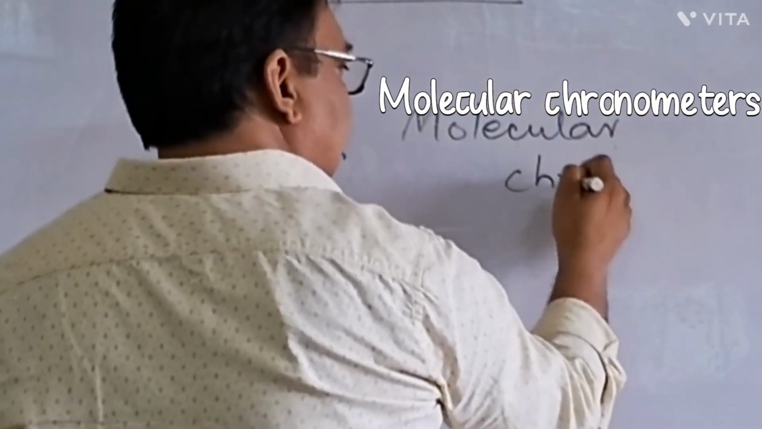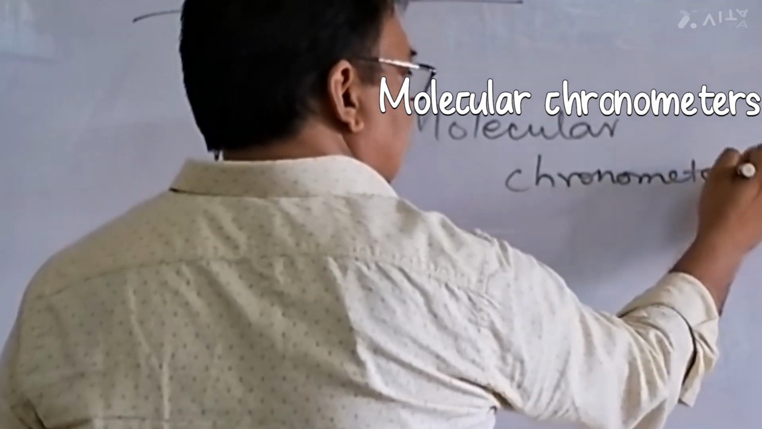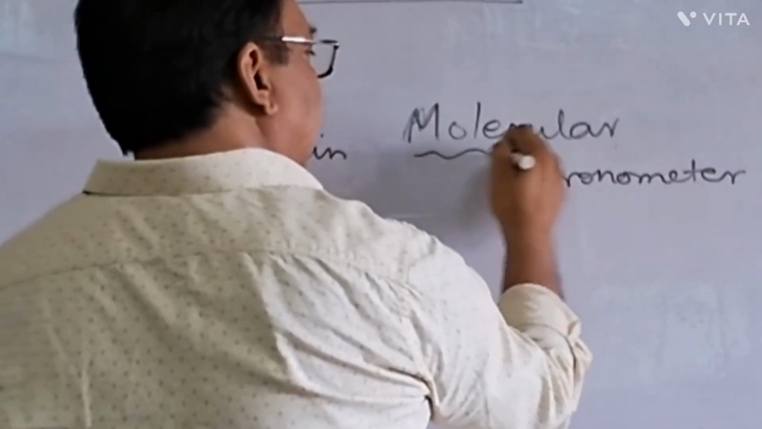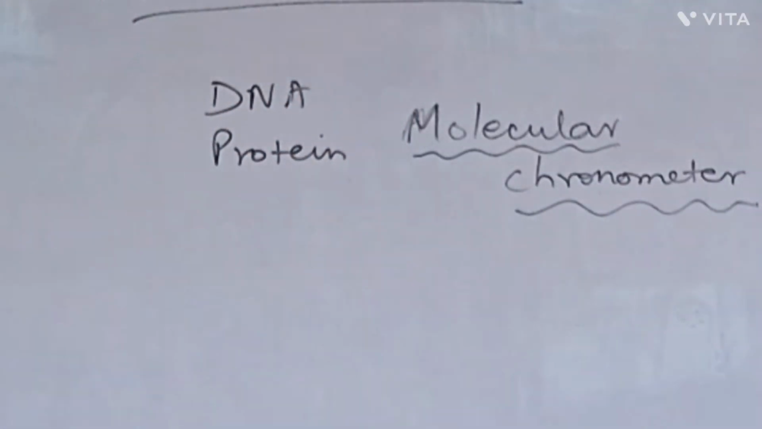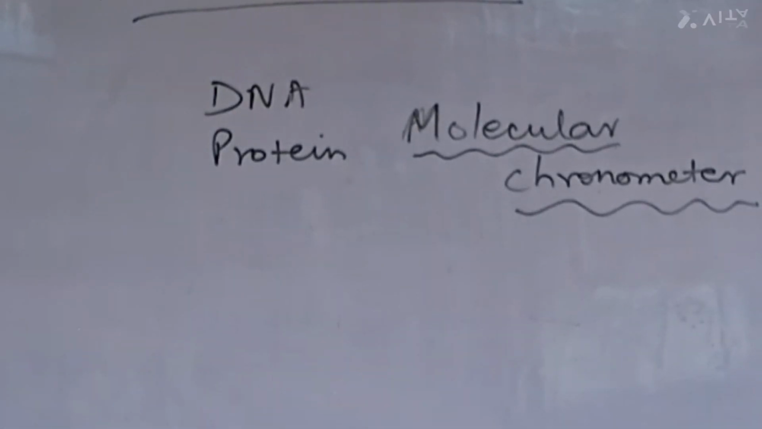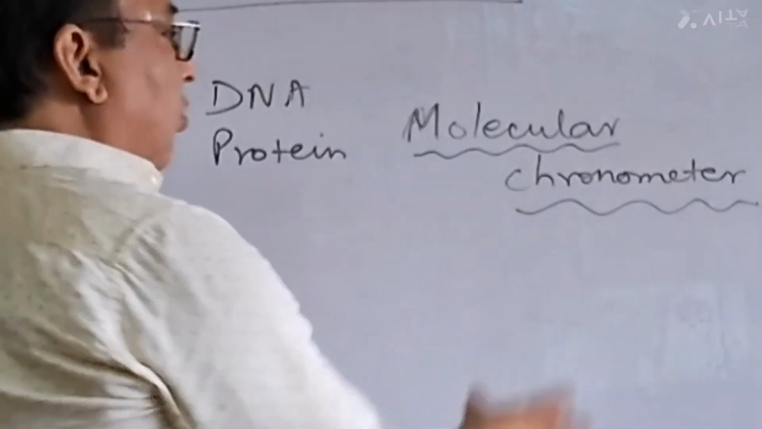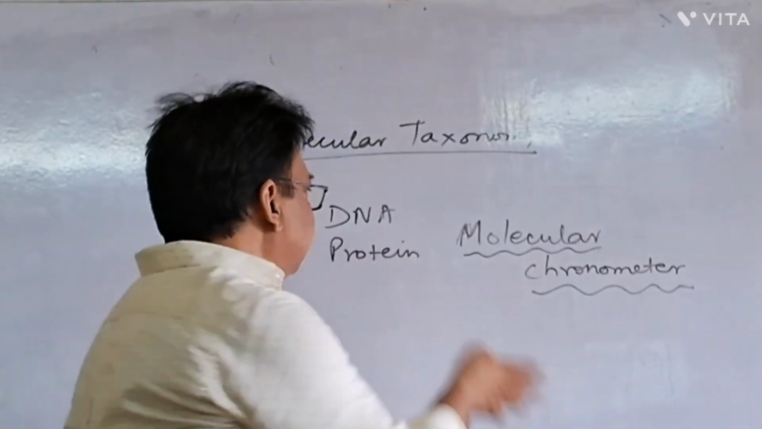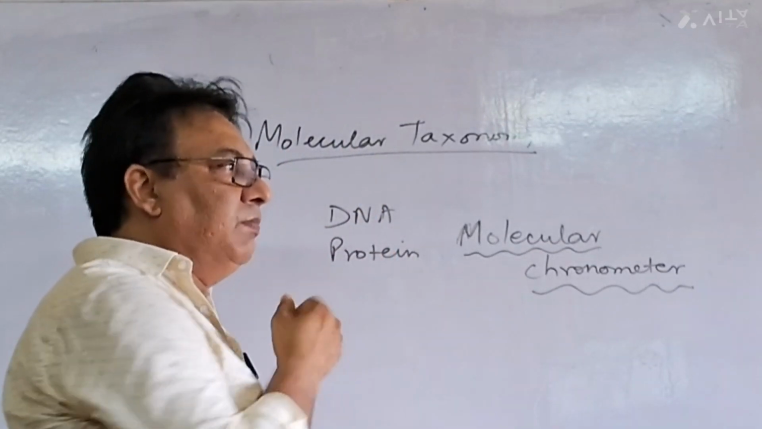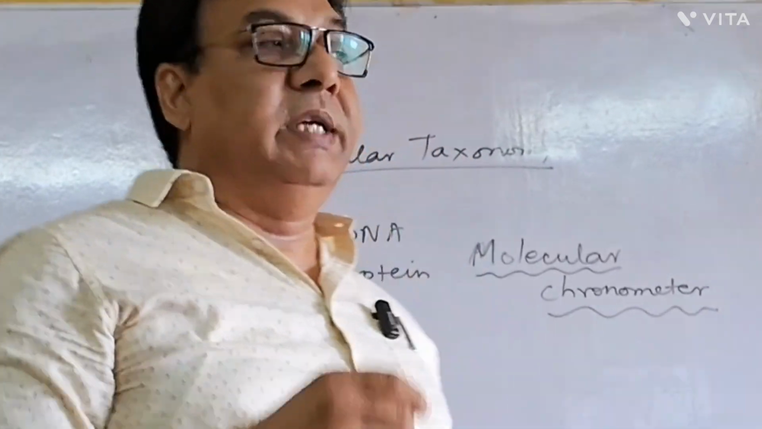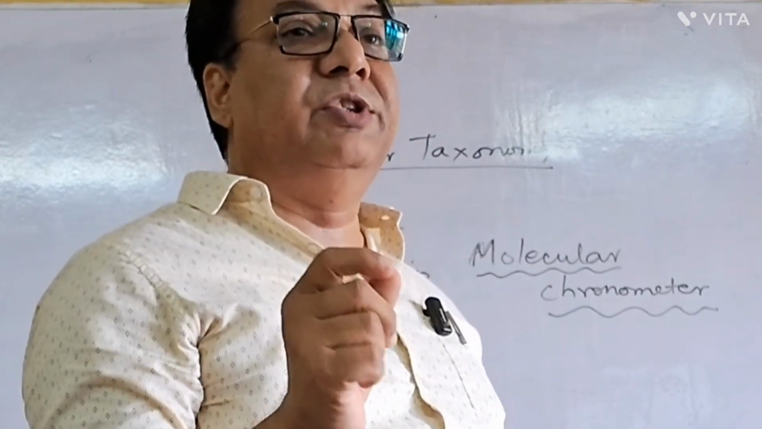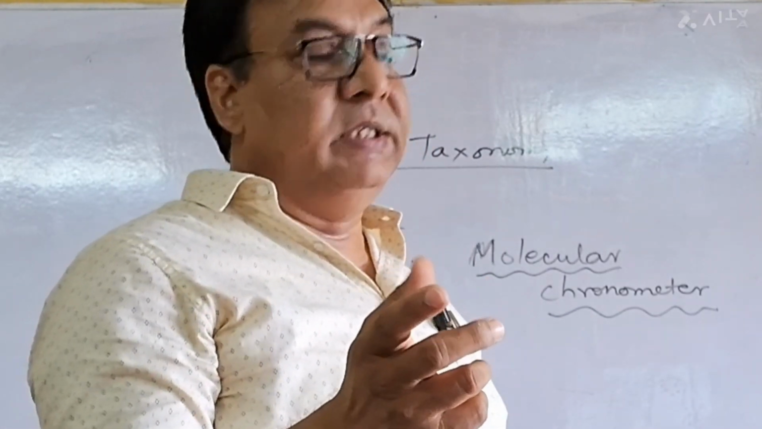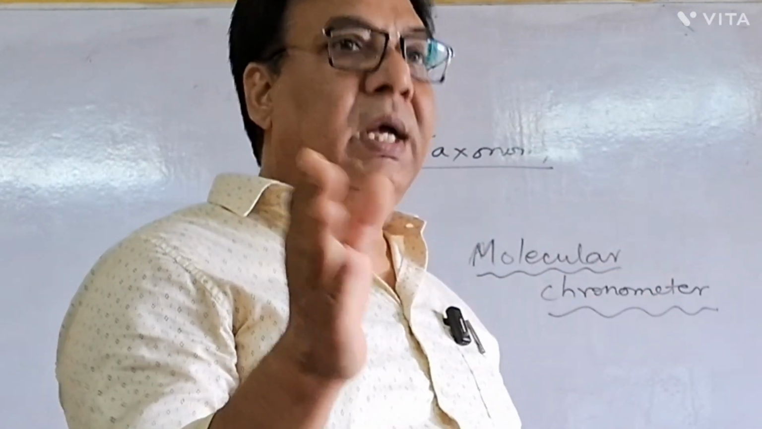Molecular chronometer. What is the meaning of molecular chronometer? Chronometer is a kind of a clock. It's a clock. Chronometer means clock. Because these particular molecules, DNA and proteins, their sequences help us to know when the last significant change or evolution took place. Significant mutation that led to a new species took place.